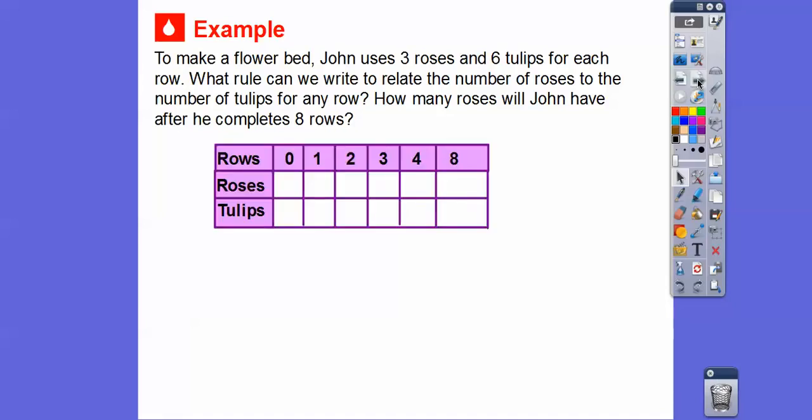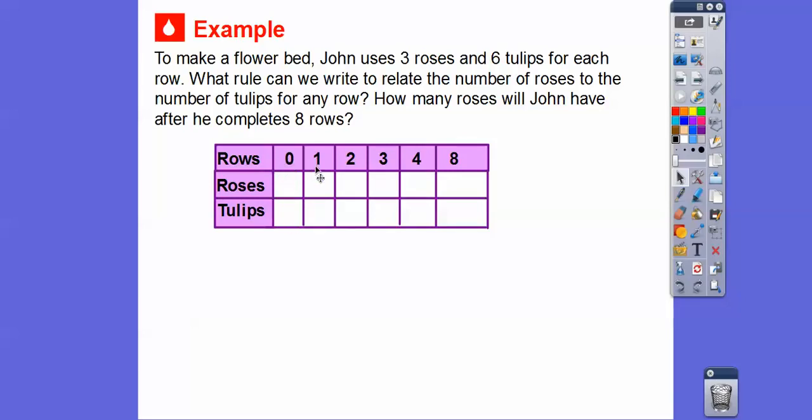Okay, so let's set up a little table here. The number of rows, now the question is asking how many roses, so we're going to be in this row right here, how many roses will he have completed after the 8th? There's going to be 0 roses in 0 rows, because if there isn't a row, this is how many rows there are right there. If there's no rows, there's no flowers, okay?